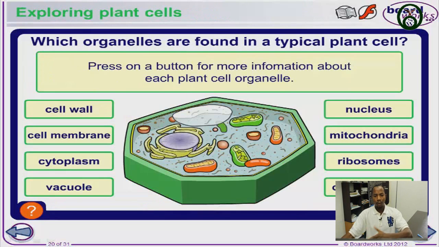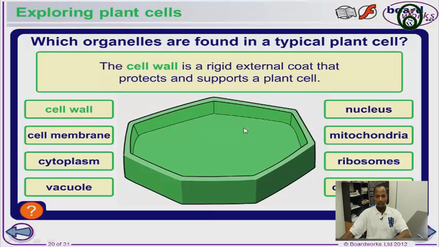Now let's take a look at the plant cell. Let's explore the functions of each of the parts of the plant cell. Now we'll take a look at the cell wall. We said the cell wall is the rigid external coat, this rigid one that looks like a basin. It's this green-colored external coat, which protects and supports the plant cell. That's the function of the cell wall.